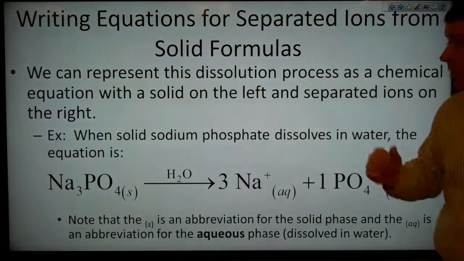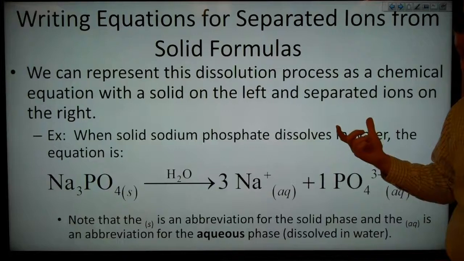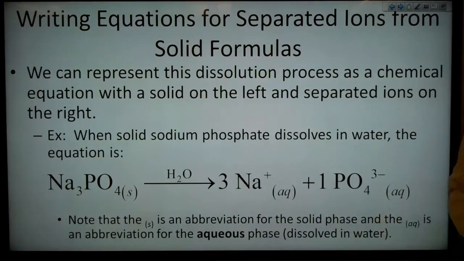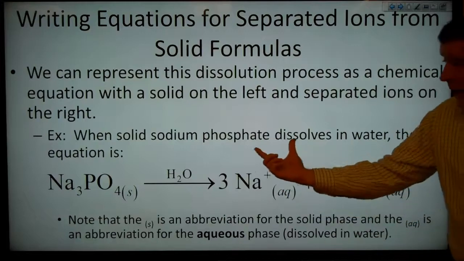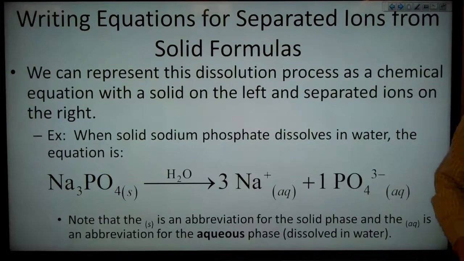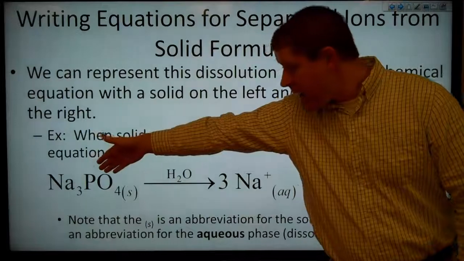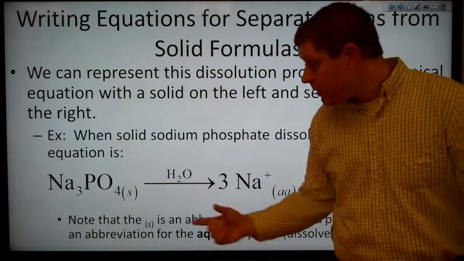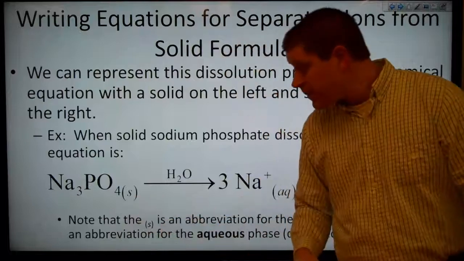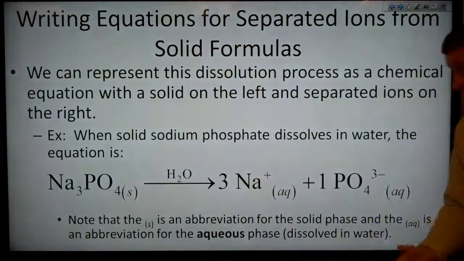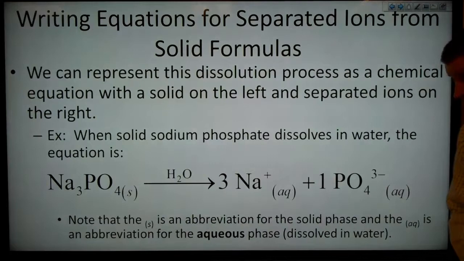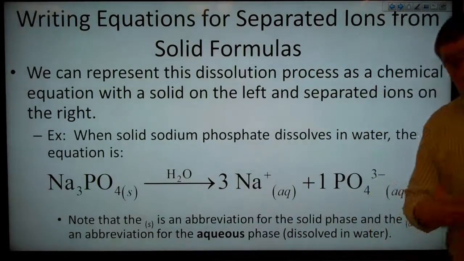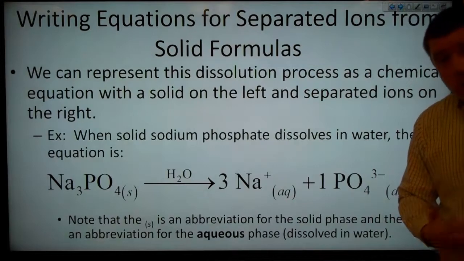We can represent this dissolution process as a chemical equation, with a solid on the left and our separated ions on the right. For example, when solid sodium phosphate dissolves in water, the equation looks something like this. So we have Na3PO4, and in parentheses we've got this little subscript s, and that subscript s is an abbreviation for the solid phase. And then we've got an arrow, and over the arrow we have H2O, so water.